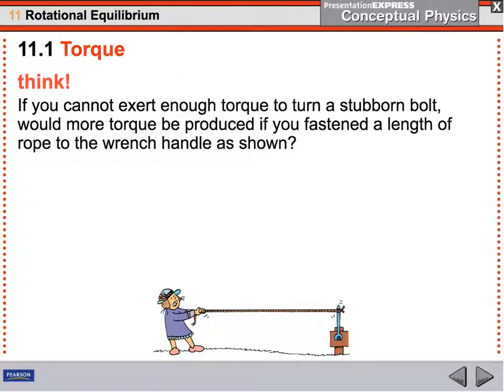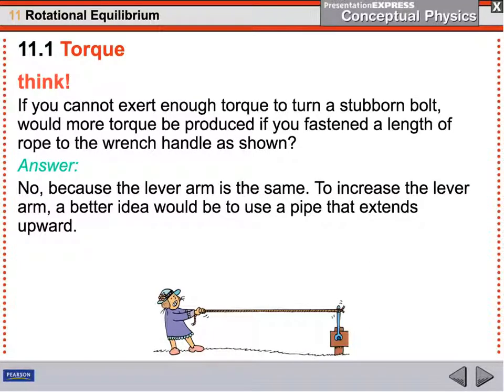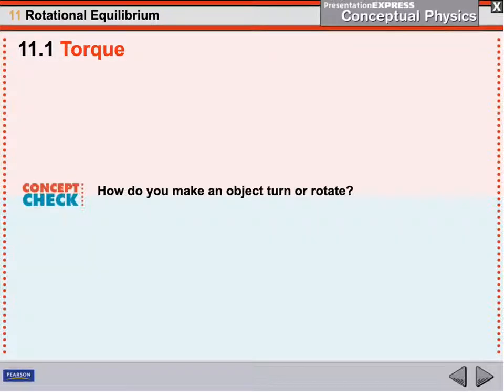If you do not exert enough torque to turn a stubborn bolt, would more torque be produced if you fastened a long length of rope to the wrench handle as shown? No, because your lever arm is the same. To increase the lever arm, a better idea would be to use a pipe that extends it upward. How do you make an object turn or rotate?